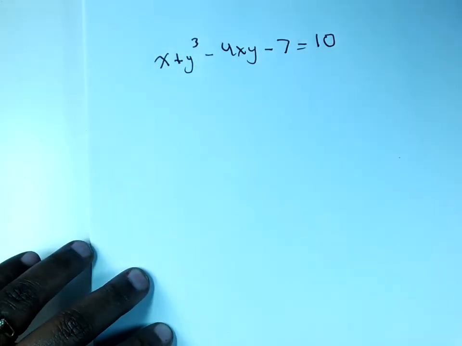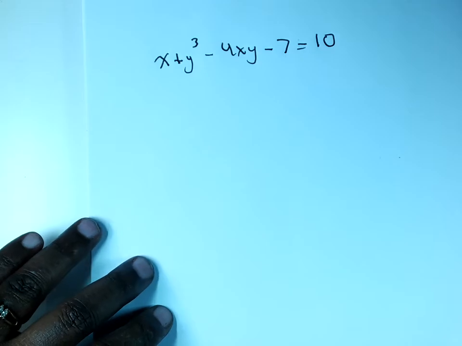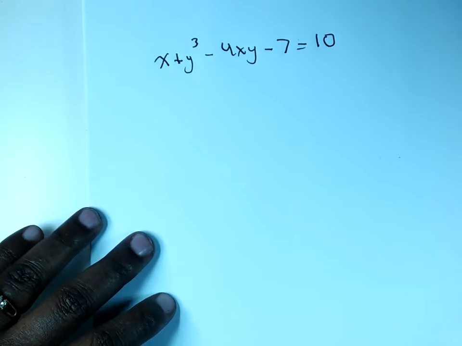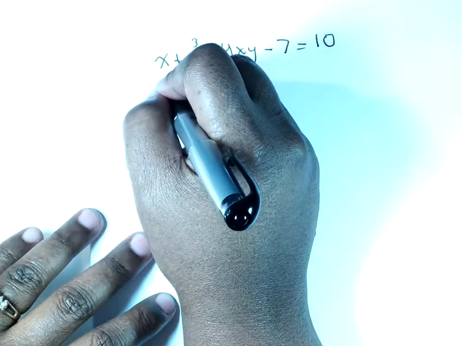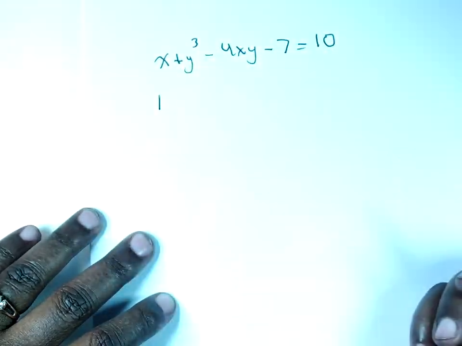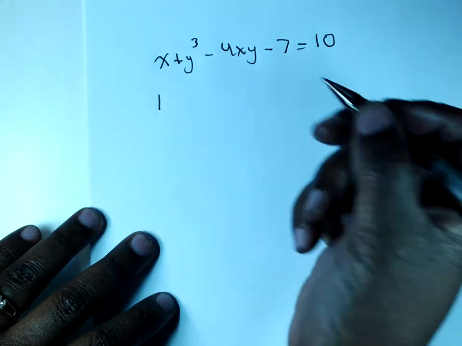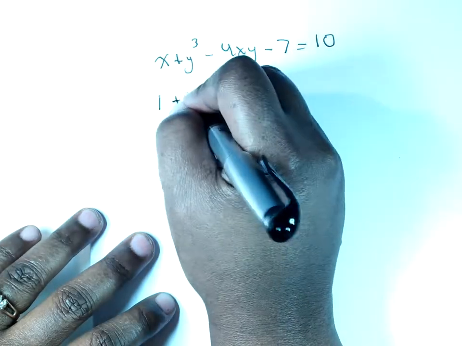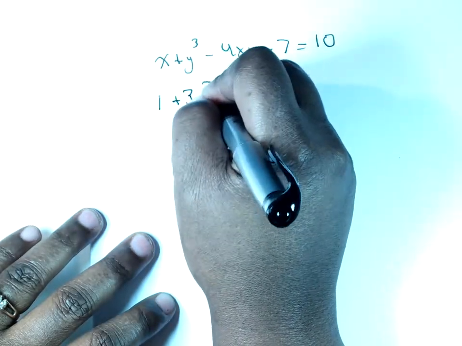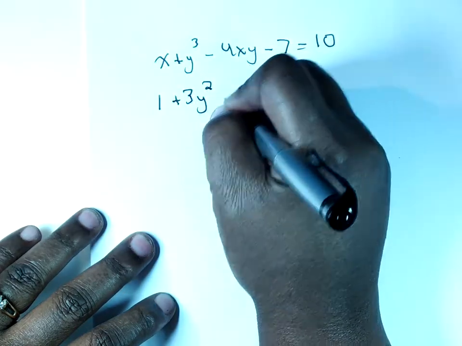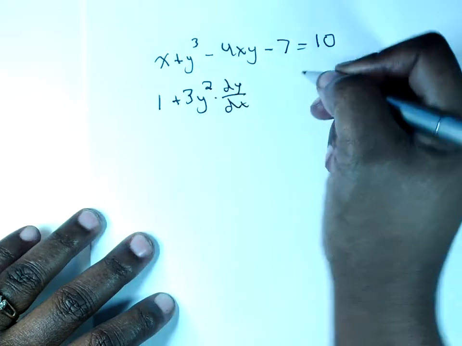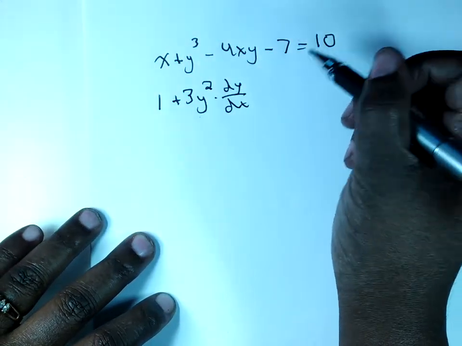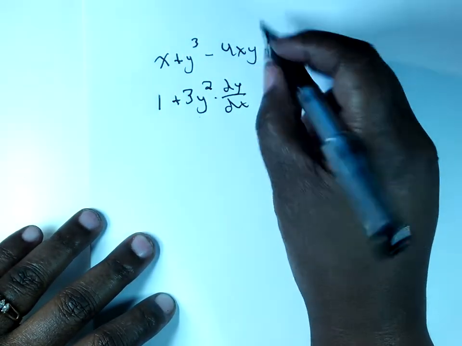So I have x plus y cubed minus 4xy minus 7 equals 10. So I have my first derivative. I can take the derivative of x, and it's just going to give me a 1. The y cubed, that 3 has to come out front, so it's going to be 3y squared. And then because y is a function, it's times dy/dx.